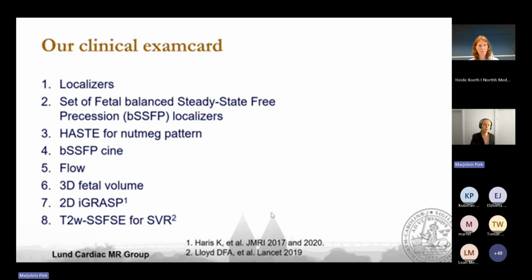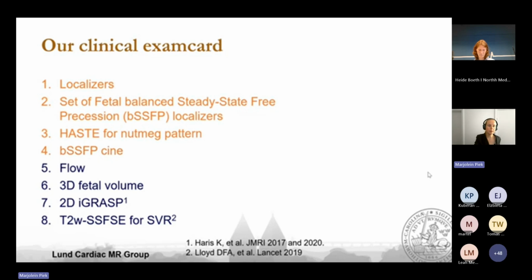Just briefly, our clinical exam card when we scan fetal, we start by localizing the sequence to actually locate the fetus. Then we run a set of balanced SSFP fetal localizers, both for planning and diagnostic purposes. We've received this particular set of sequences from Mike Seed in Toronto. And then to visualize the nutmeg lung pattern, we use HASTE sequences in the transversal and coronal plane, which is a black blood type of sequence.